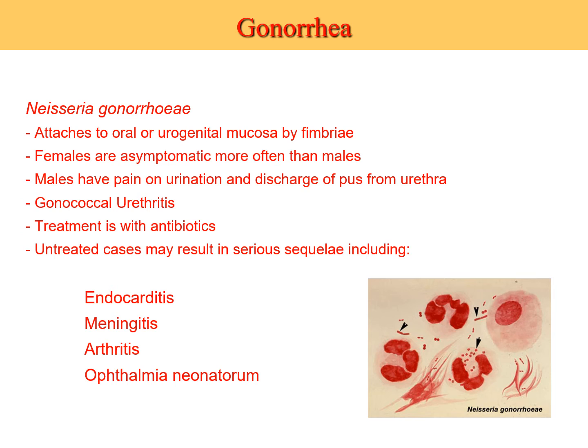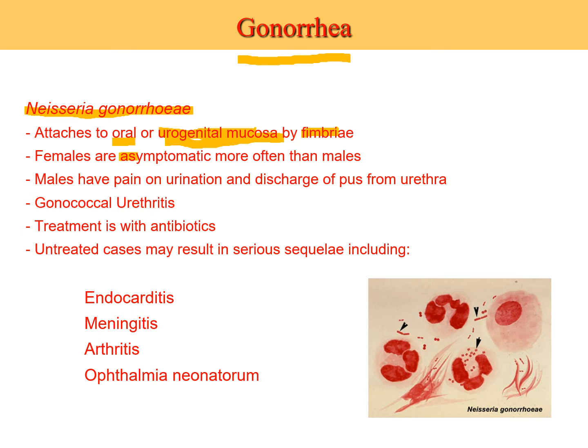The first disease we'll discuss is gonorrhea, caused by the bacterial organism Neisseria gonorrhoeae, which can attach to the mucosa lining the urogenital tract, so the mucosal epithelium of the urogenital tract. It can also be found in the oral mucosa, and it attaches by its fimbria. We're not talking about the fimbria associated with the fallopian tubes. This is a structure on the bacteria. In any case, it attaches to the mucosal epithelium.